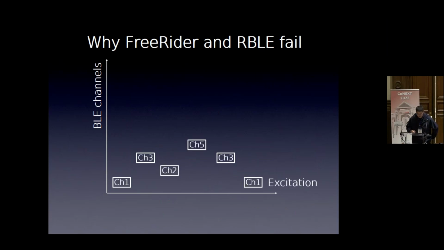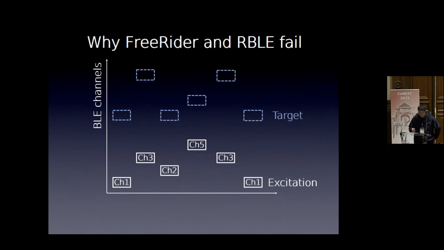Why do FreeRider and RBLE fail in multi-frequency excitation? Now we have a multi-frequency excitation like this. The white box denotes this hopping excitation. To communicate with standard Bluetooth, the target channel should also be hopping. So here is a target hopping sequence.